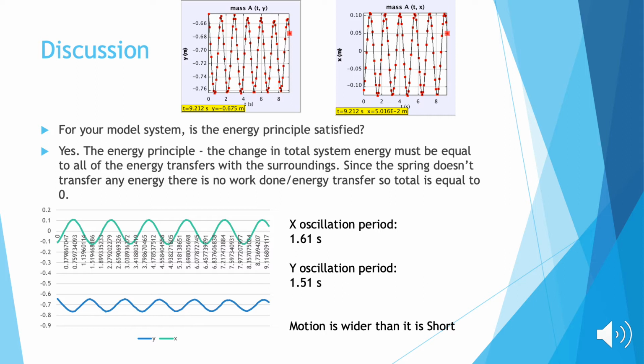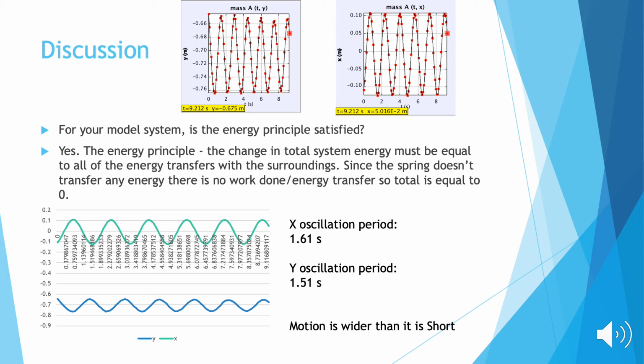For our model system, it did satisfy the energy principle, which is the change in total system energy must be equal to all the energy transfers with the surroundings. Since the spring doesn't transfer any energy, there's no work done or energy transfer, so the total is equal to 0, which, as you can remember before, that orange line was about at 0.